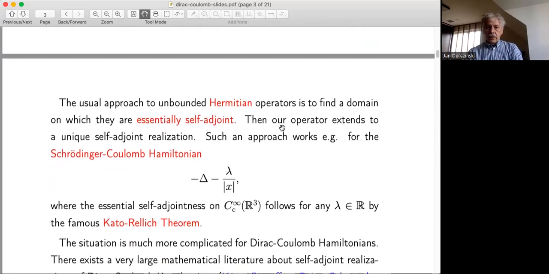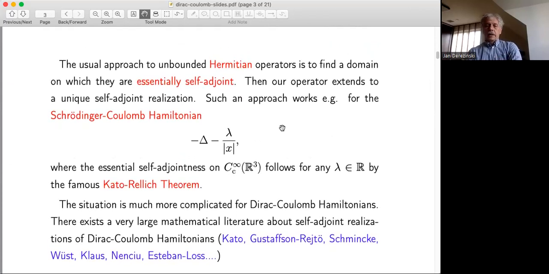And the usual approach to similar quantum mechanical problems is to first find a domain of an operator on which it is essentially self-adjoint. I mean, this is an unbounded operator, so the choice of the domain is crucial. If we have a domain of essential self-adjointness, then such an operator extends to a unique self-adjoint realization, and then it has a unique physical meaning.